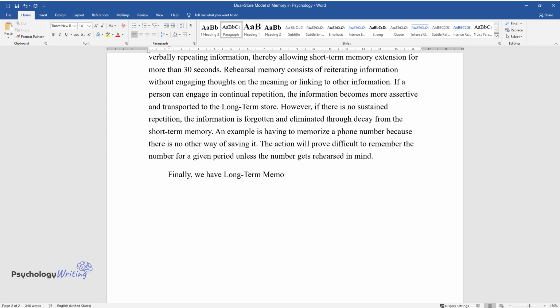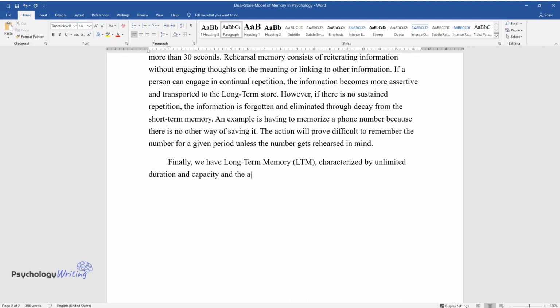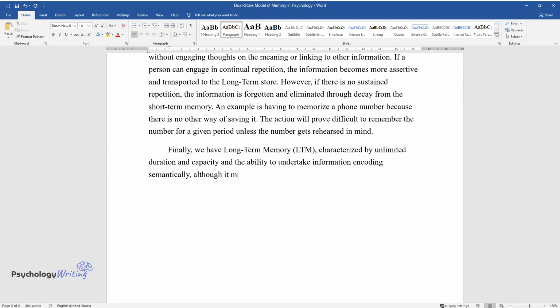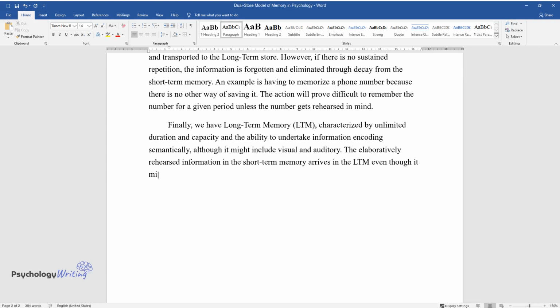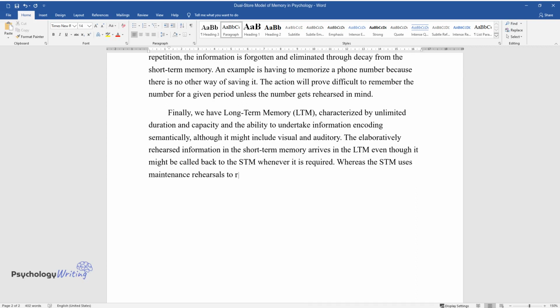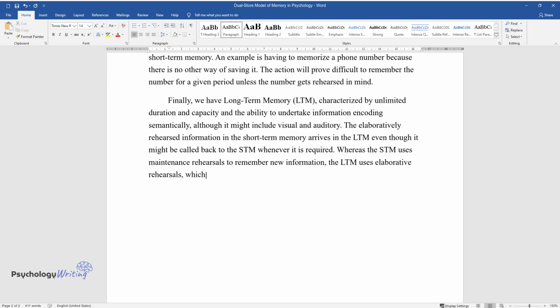Finally, we have long-term memory, LTM, characterized by unlimited duration and capacity and the ability to undertake information encoding semantically, although it might include visual and auditory. The elaboratively rehearsed information in the short-term memory arrives in the LTM even though it might be called back to the STM whenever it is required. Whereas the STM uses maintenance rehearsals to remember new information, the LTM uses elaborative rehearsals, which facilitate proper information encoding.